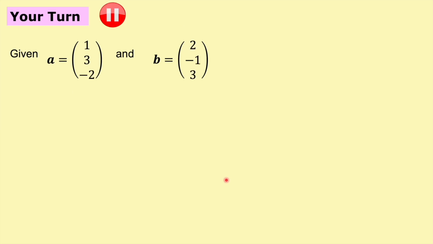And one for you to try. So vector A is 1, 3, negative 2. Vector B is 2, negative 1, 3. Can you calculate the magnitude of 3A subtract B? So if you pause here and give this a go.